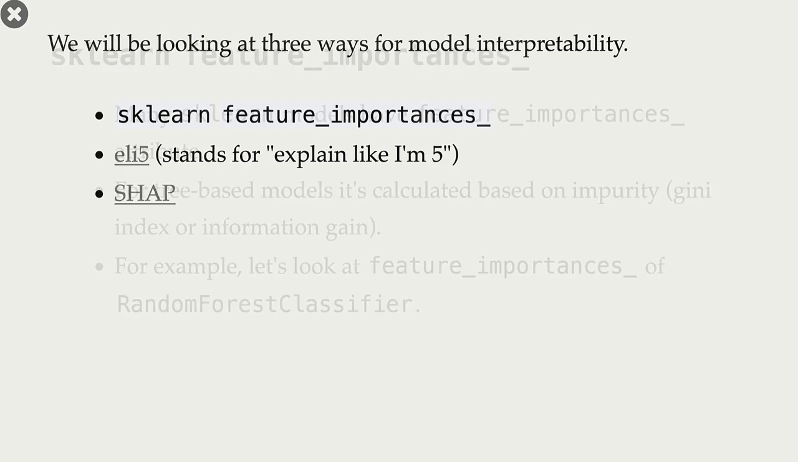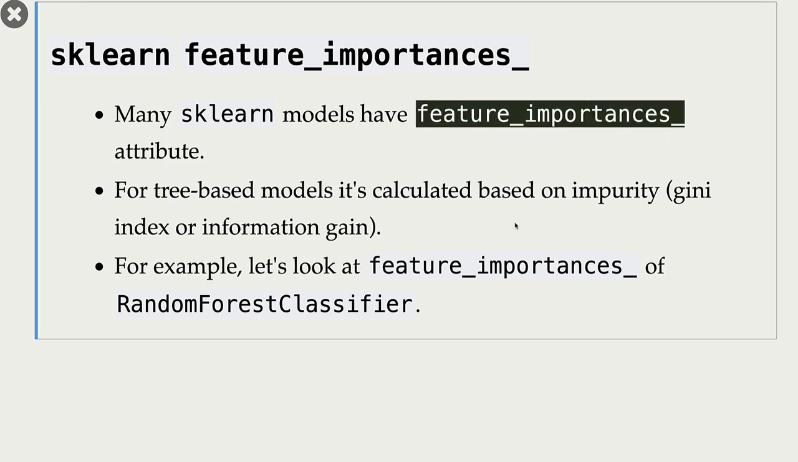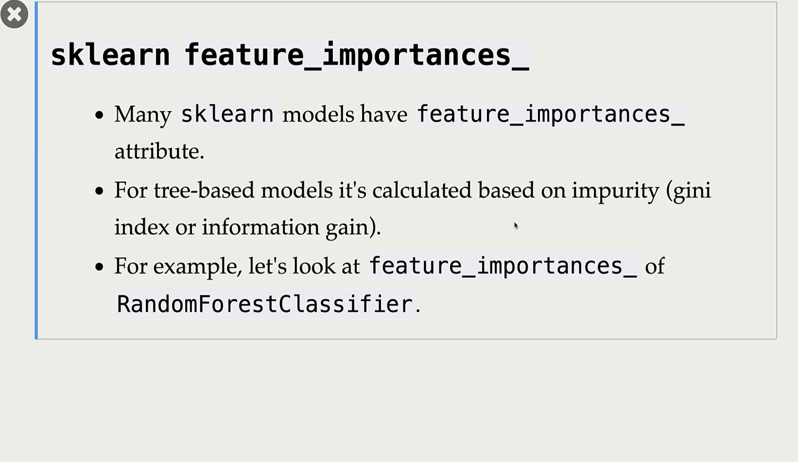Let's start with sklearn's feature importances. For linear models, we get feature importances using this .coef_ attribute. But for other models, scikit-learn has this feature_importances_ attribute. Now it's calculated in a different way for different algorithms. For example, for tree-based models, it's calculated based on impurity. That is Gini index or information gain.